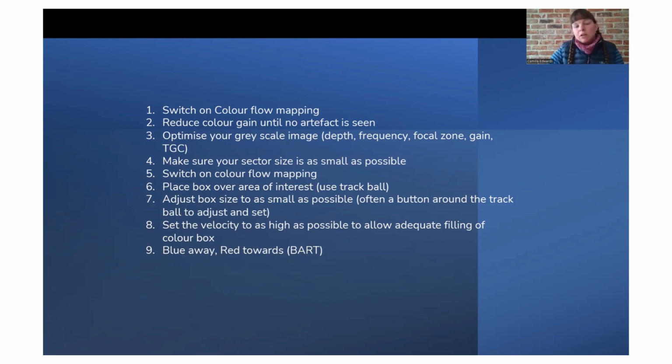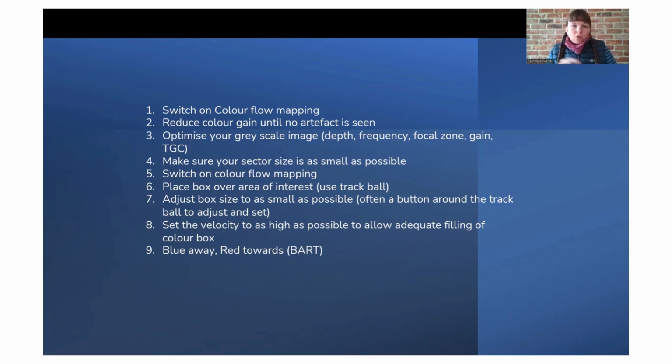And you basically turn it up until there are lots of artifacts being seen. So despite it not being on an animal or having contact with anything, and it's just in the air, you will get a little artifact. Then what you want to do is turn it down until the artifact isn't seen. That is your optimal gain. So you're not seeing any artifact, but you've got the optimal gain that you can achieve.